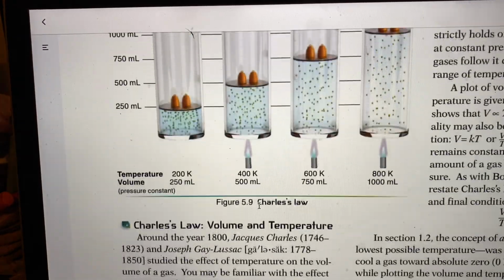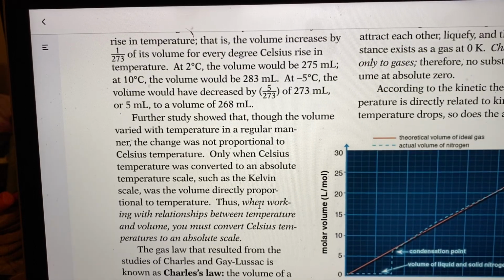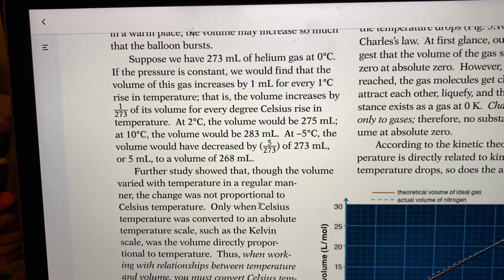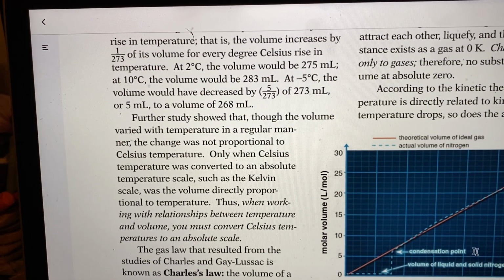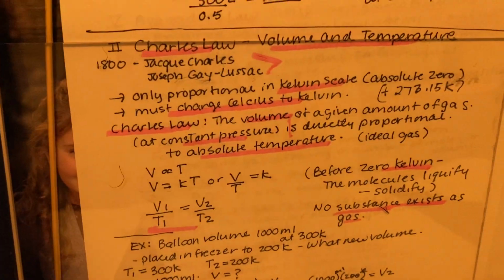So in fact, all you have to do to change it to absolute zero is add 273.15. So, going on, let's go on here. Let me show you my notes, and that way you can see how these things work.